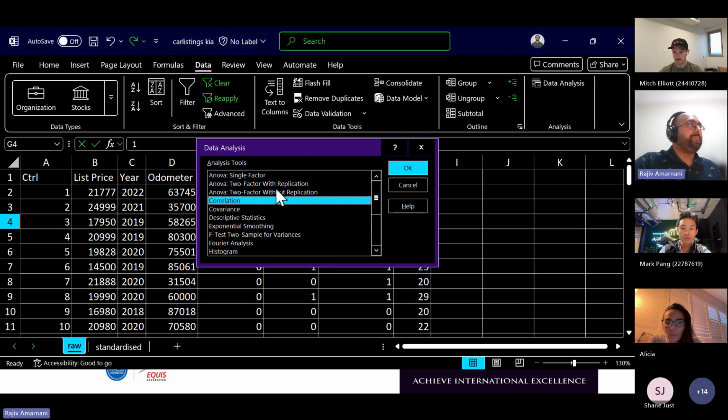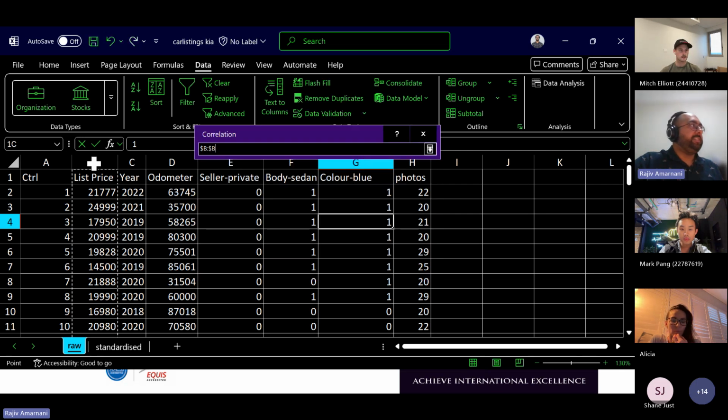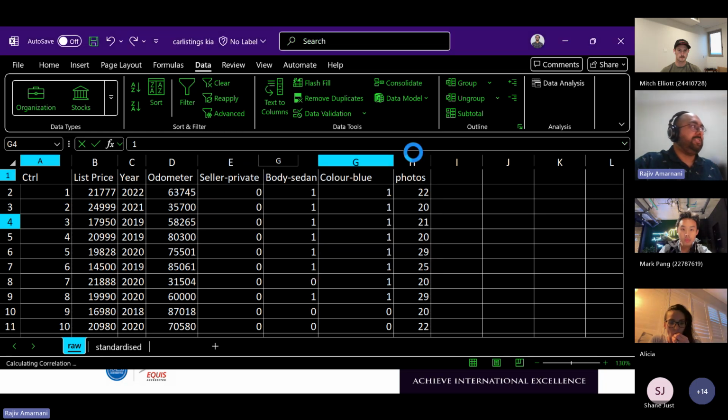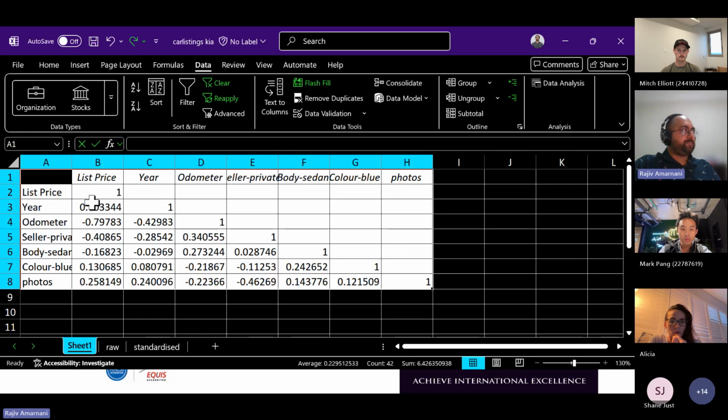So we're going to go data analysis correlations. The input range is, I think we can just highlight that, and that should work. Labels in the first row. Did it work? Yes. Okay. So here we have correlations.